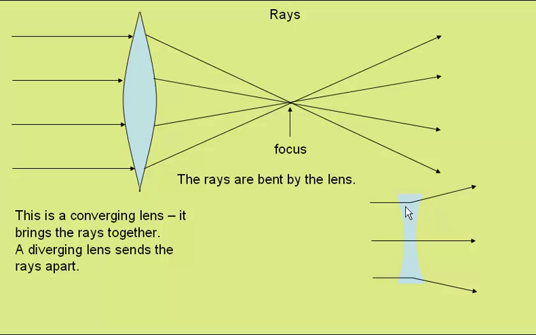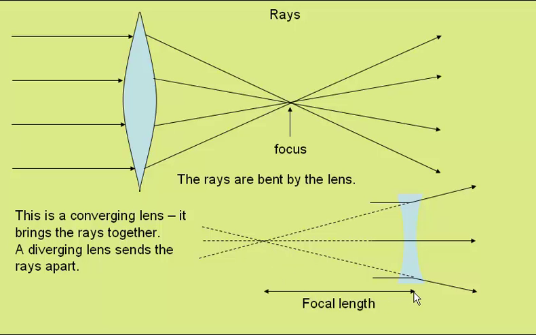If we follow these rays back, they appear to have come from this point here. We say there is a virtual image at this point, and the length from the lens to this virtual image for parallel rays is the focal length of a diverging lens.